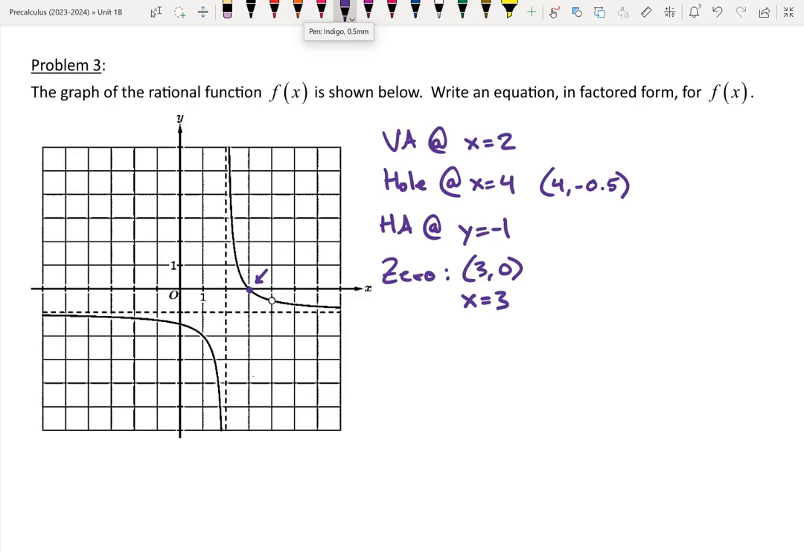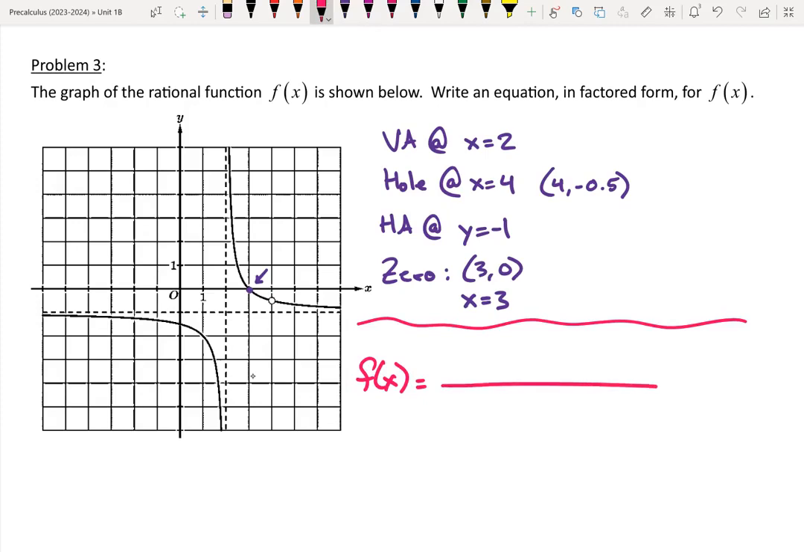Okay, so let's go ahead and put this all into an equation. So we're going to have f of x equals, and this is a rational function. So let's start putting some stuff in. Vertical asymptote, so that is x equals 2. If I was to go backwards, that would be x minus 2 equals 0. So that'd be a factor down in the denominator, x minus 2. That would be a vertical asymptote.